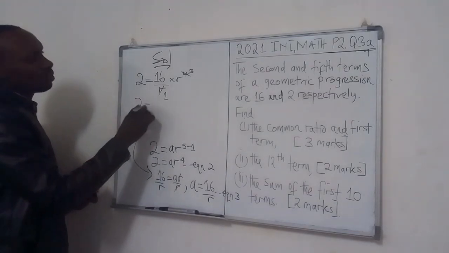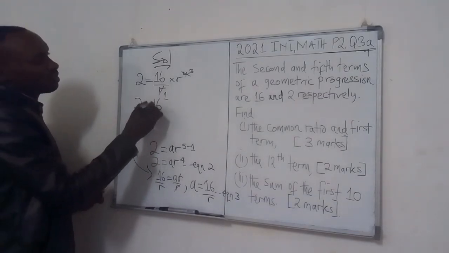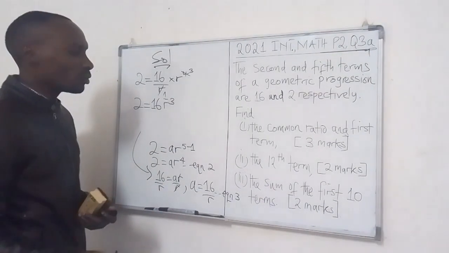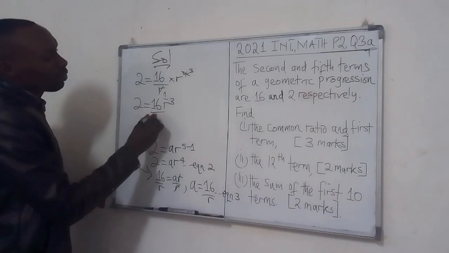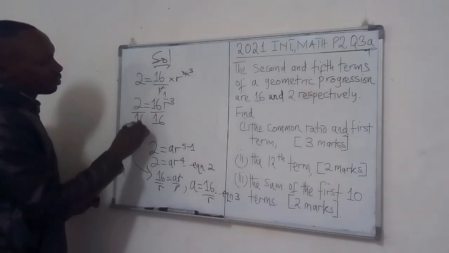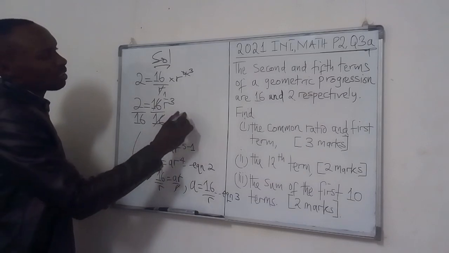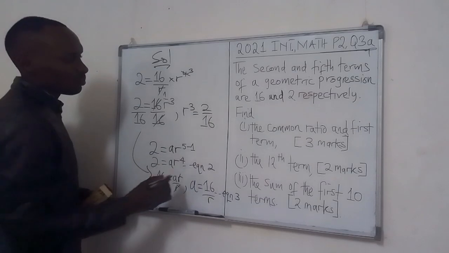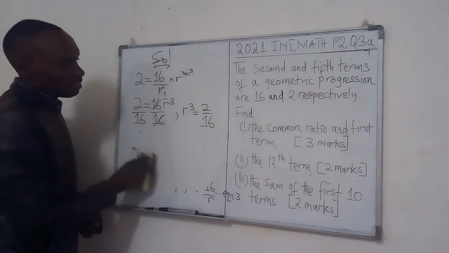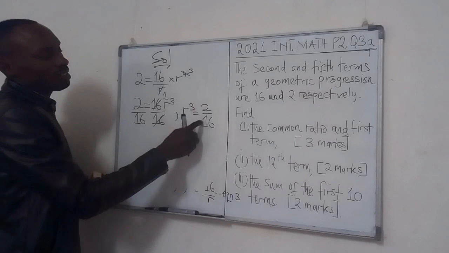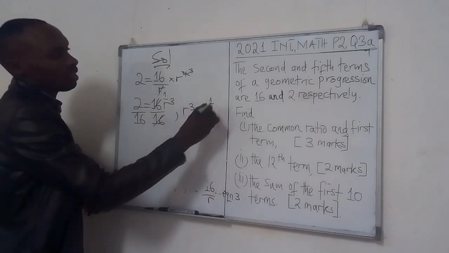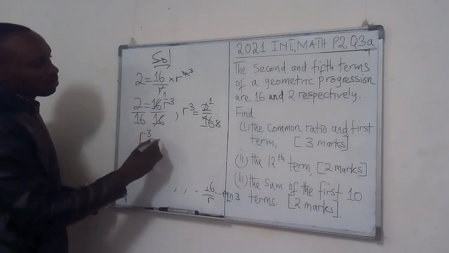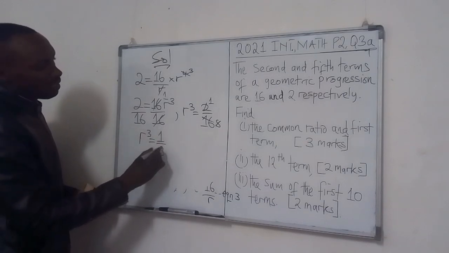So what we're getting is 2 equal to 1 into 16, that is just 16, then r to the power 3. We want the value for r, which is the common ratio, so we are going to divide through by 16. This will simplify, leaving us with r to the power 3 equal to 2 over 16. Then we can simplify 2 and 16: 2 goes into 2 once, and 2 goes into 16 eight times. So r to the power 3 is equal to 1 over 8.